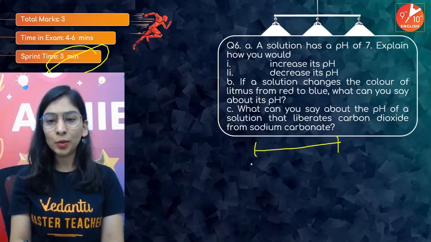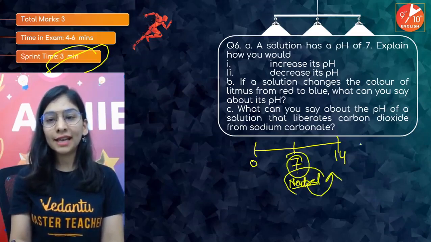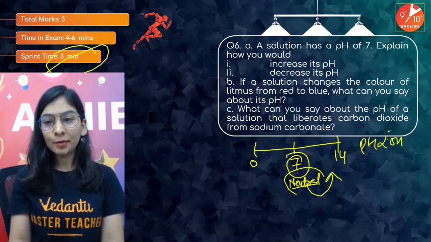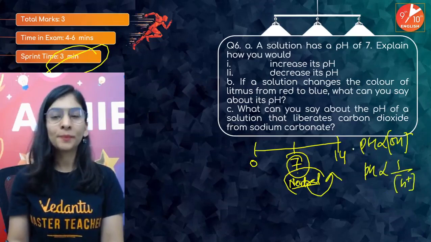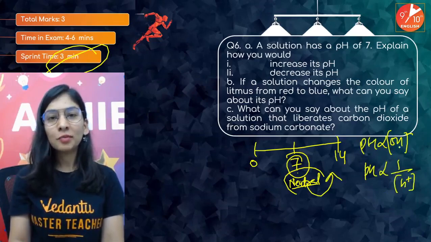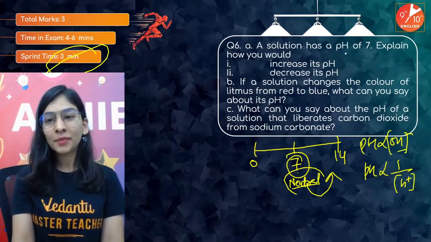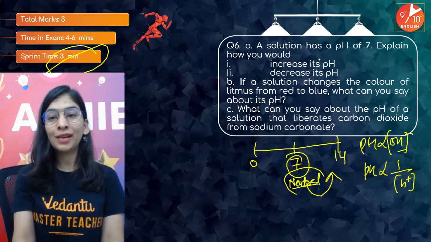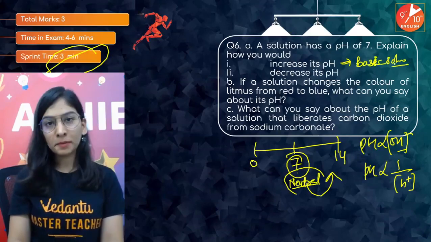Remember the pH chart which we already discussed. 7 to 14. pH 7 means a neutral solution. To increase its pH, on this side, if you remember, pH is directly proportional to OH ion and inversely proportional to H ion. So if we are increasing the pH, OH ions will increase. That means the basicity will increase. A solution has a pH of 7, how would you increase its pH? It means we have to put a base into it, or I must say a basic solution, like NaOH solution.